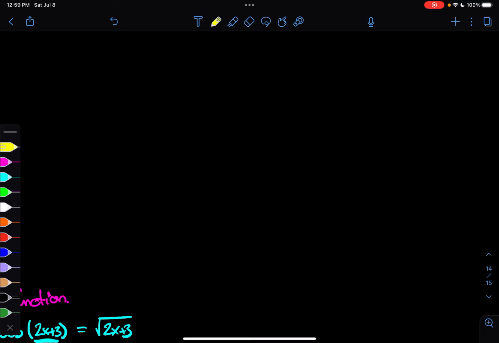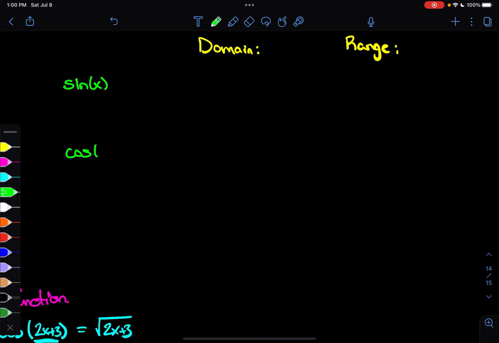So we would like to talk about the domain and the range of all of our trig functions. Actually, let me put this over here: domain and the range. And let's put our trig functions over here. So we have sine of x, cosine of x, and tangent of x. I guess we're using theta, right?